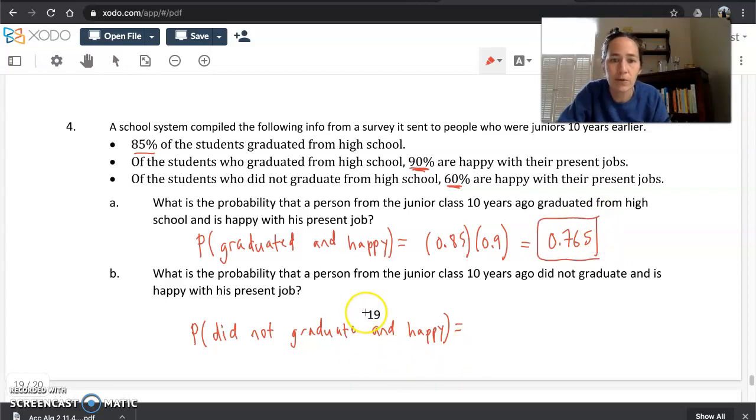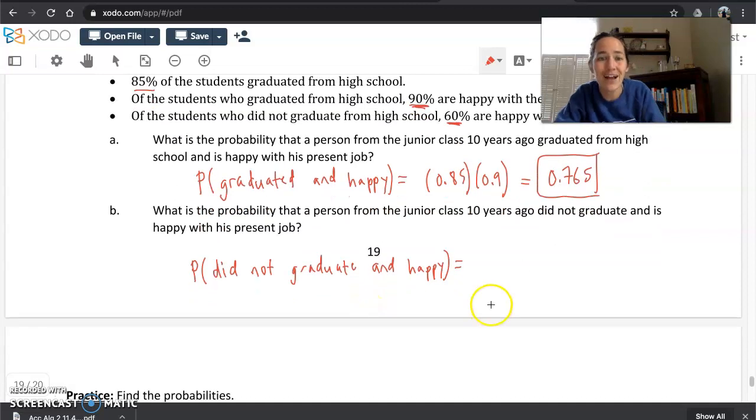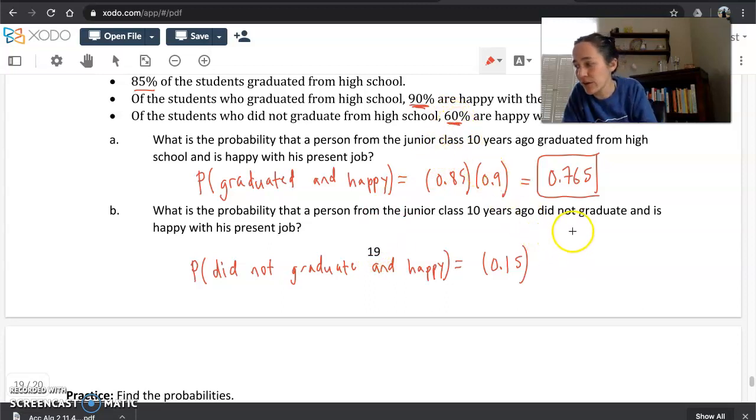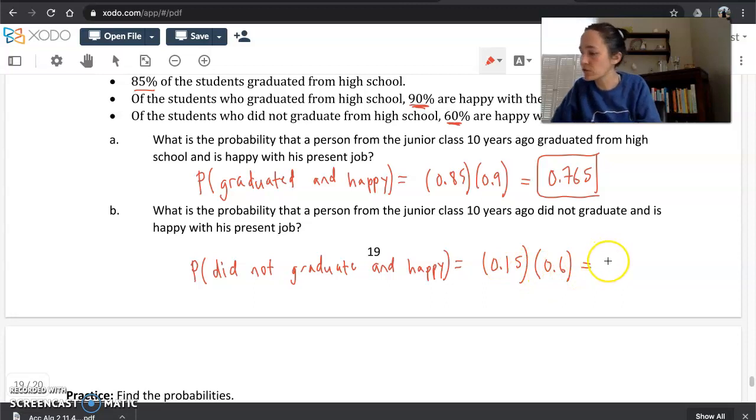What's the probability that a person from the junior class 10 years ago did not graduate and is happy with his present job? Well, did not graduate, if 85% did graduate, that means the remaining 0.15 did not graduate. And happy, 60% of the non-graduates are happy with their job. So I'll say this is going to be 0.6. Did not graduate and happy. Multiply those two. So 0.15 times 0.6 and you get 0.09.